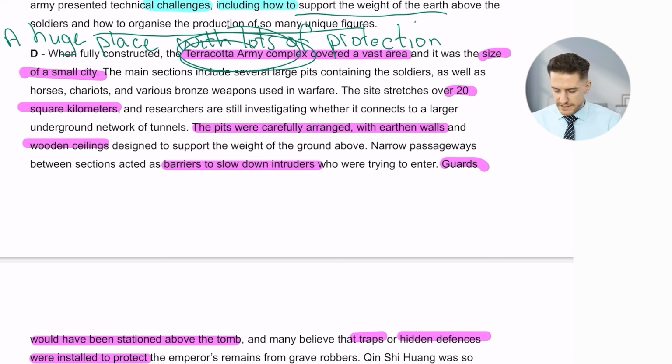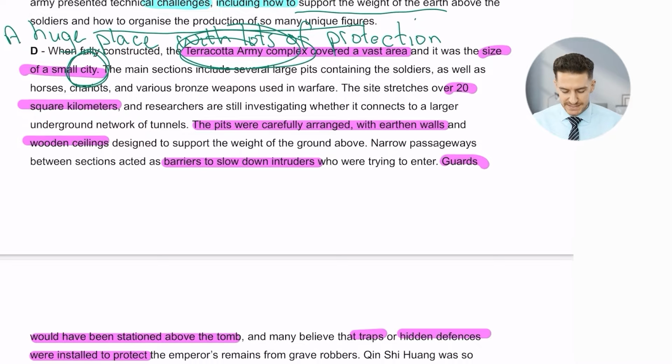So let's read it together. Now, I was actually wrong. I thought it was in paragraph B or C, but that's okay. We found where it is. And it was the size of a small city. Okay, there we go. There's the answer. Okay, the size of a small city, or as big as a city.